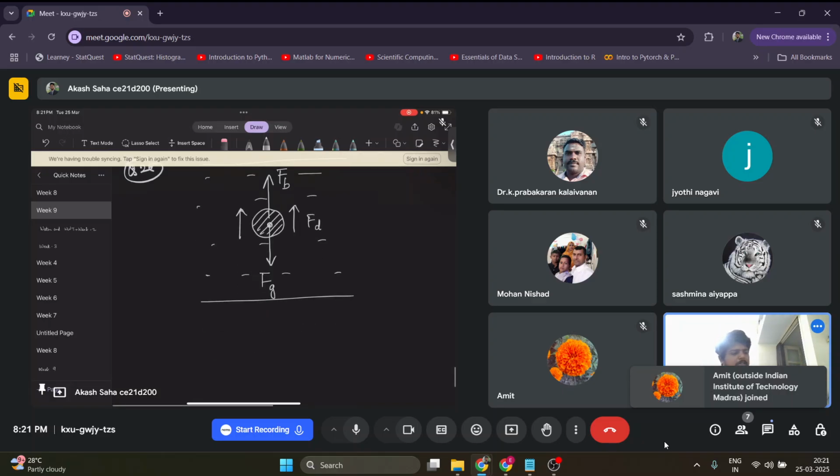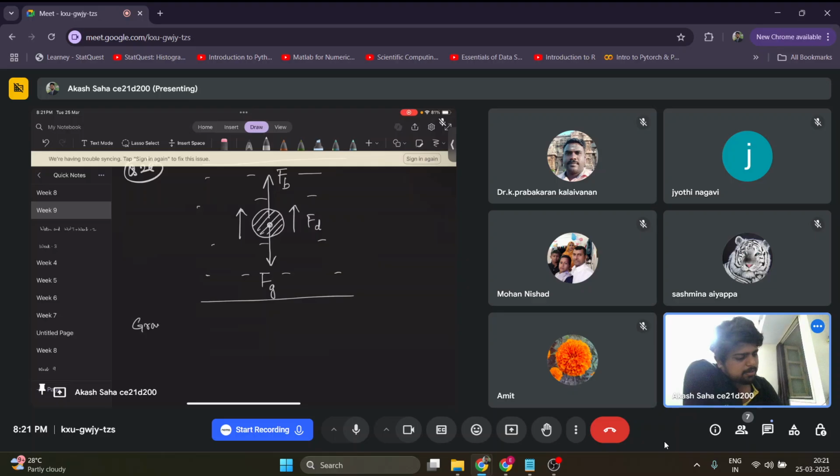So let's check now. First, let us calculate the gravitational force. How do we get the gravitational force? It is nothing but the density of the particle into the volume of the particle into g. That's all. So what is the density of the particle? Suppose it's a sand particle. So we will consider the specific gravity to be around 2.65. This is the general specific gravity of any sand particle. So the density will be 2650 kg per meter cube.